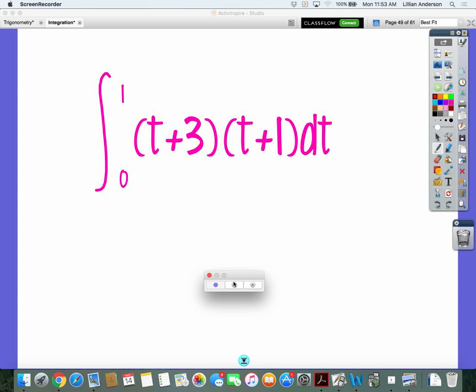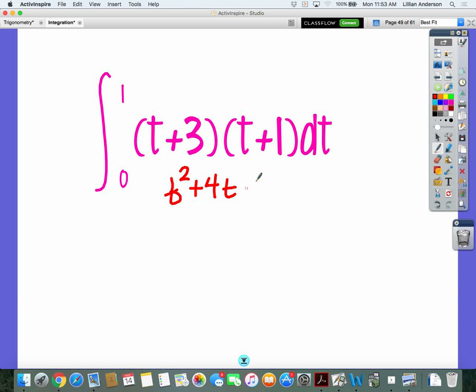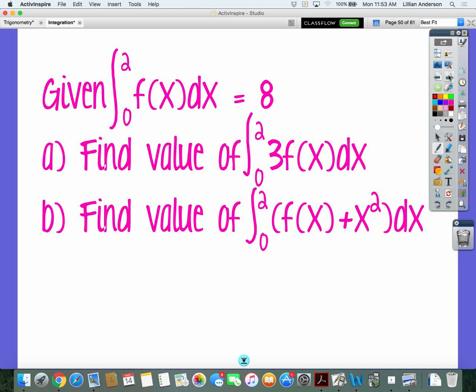This is 16 over 3 because you need to make sure that you FOIL and then take the antiderivative from there. So your final answer should have been 16 over 3. Here's your next one. 5 1/3. Okay?